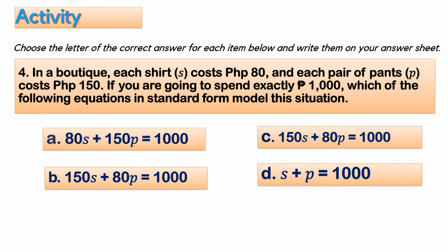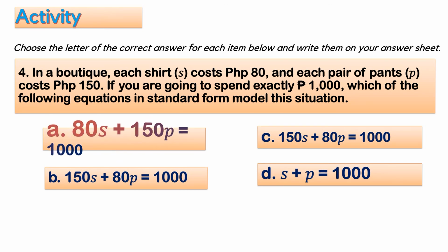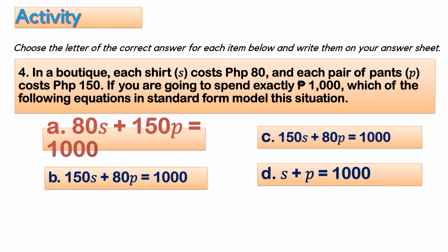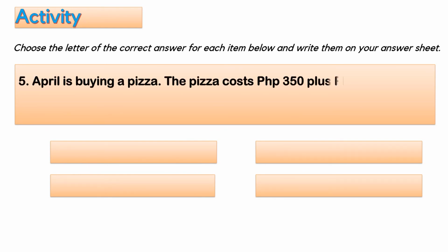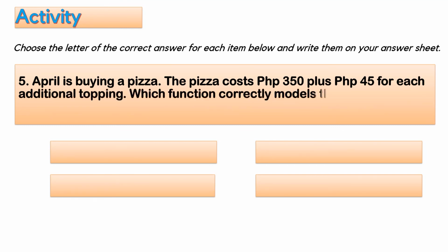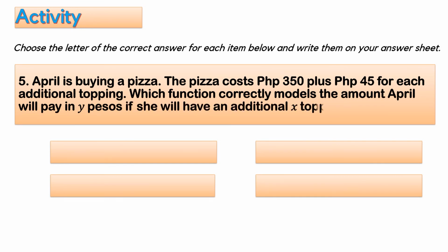Time's up. The correct answer is letter A. 80S plus 150P equals 1,000. Did you get it, learners? Number 5. April is buying a pizza. The pizza costs 350 pesos plus 45 pesos for each additional topping. Which function correctly models the amount April will pay in Y pesos if she will have an additional X toppings?